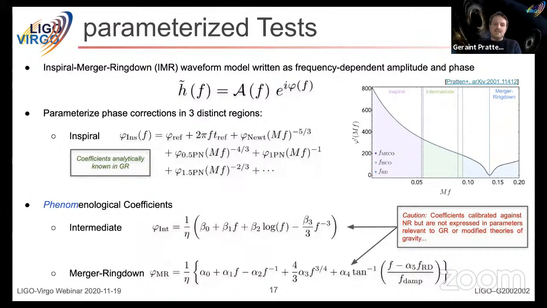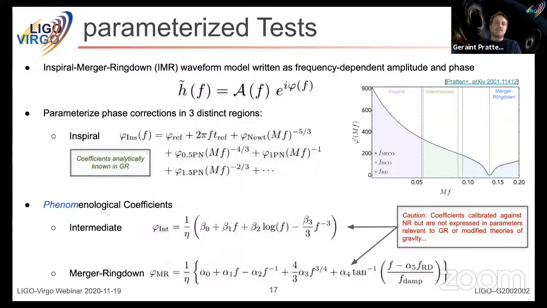Now, if we look at the phase, we can use the insight from the previous slide to break it down into three distinct regions. The first region, as I said, was the inspiral. This is the slow motion regime where the coefficients are analytically known in general relativity through the post-Newtonian approximation. So this is a perturbative expansion in terms of powers of the velocity, or equivalently in terms of the gravitational wave frequency. So here we have various post-Newtonian coefficients, and these various coefficients encode different physical effects.